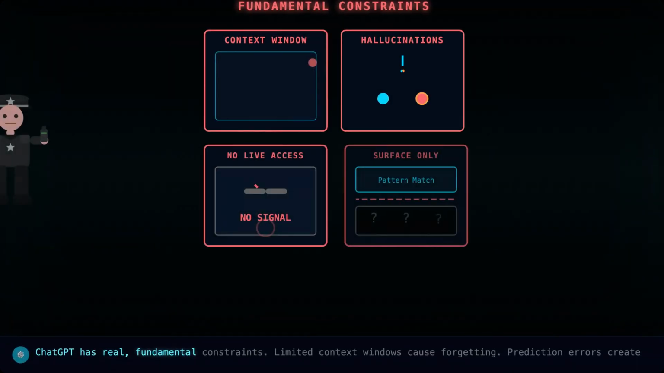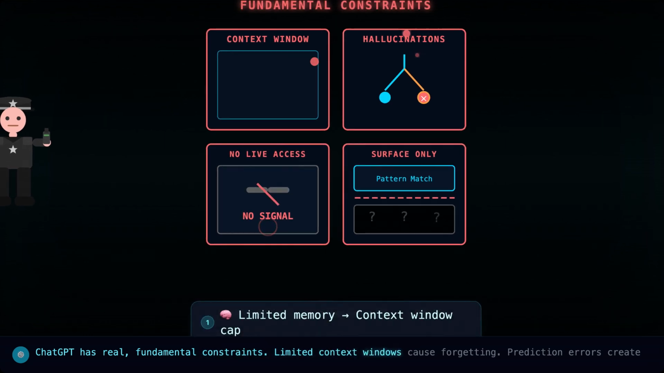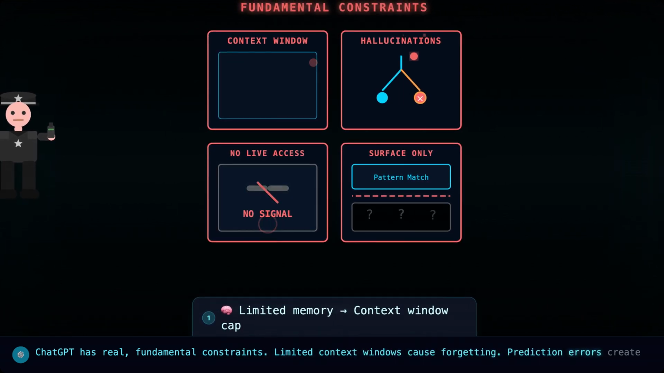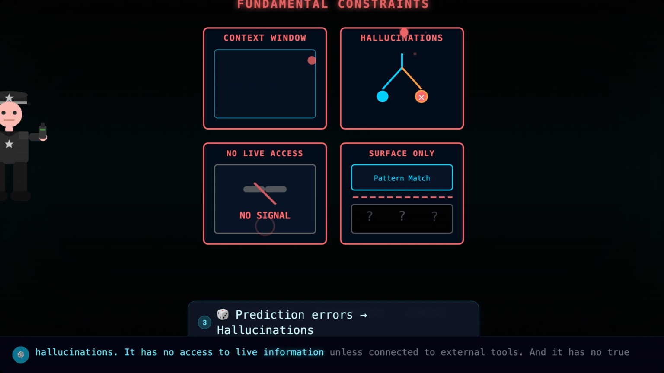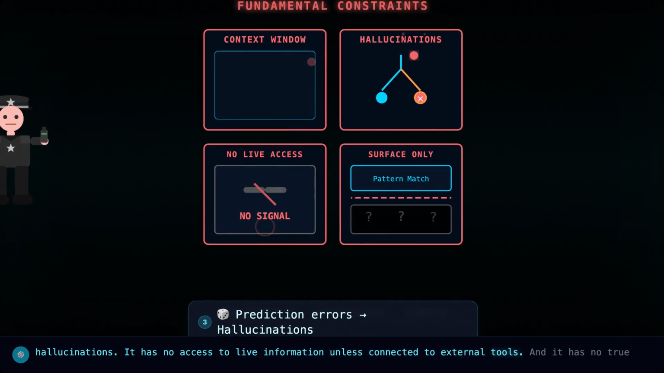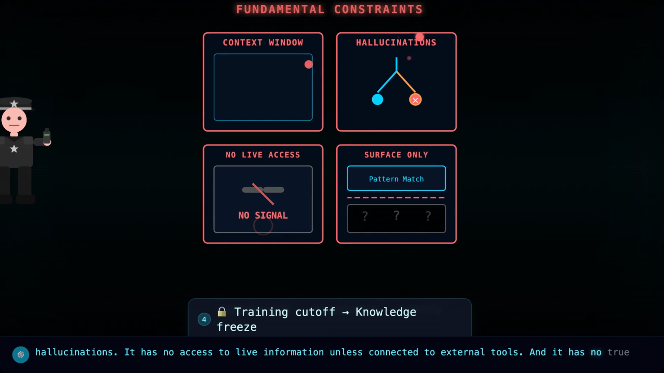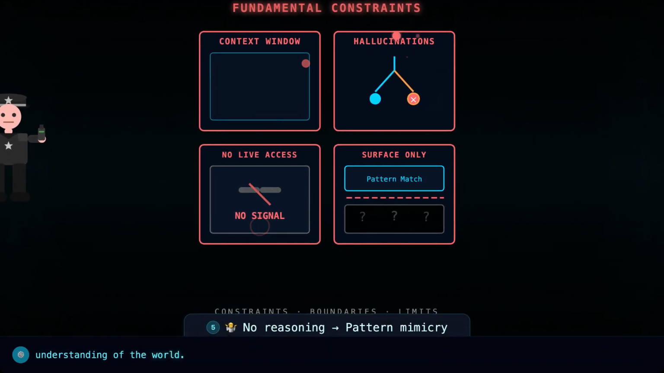ChatGPT has real, fundamental constraints. Limited context windows cause forgetting. Prediction errors create hallucinations. It has no access to live information unless connected to external tools. And it has no true understanding of the world.